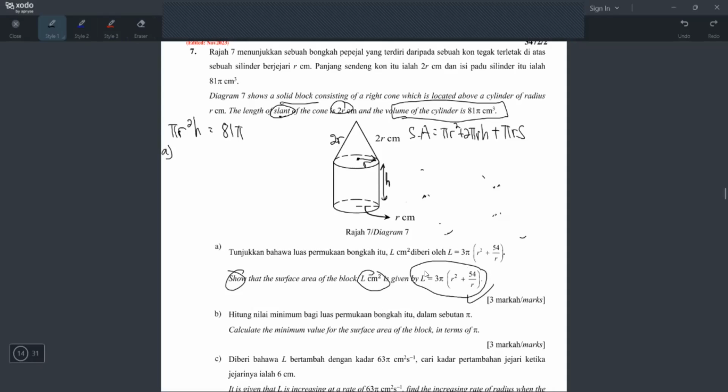Your final answer should look like this. And if you look carefully, the answer is L in terms of R. Oh, I think I should use L also, right? Because they use L, so I think I'll use L also. So L represents surface area, right?